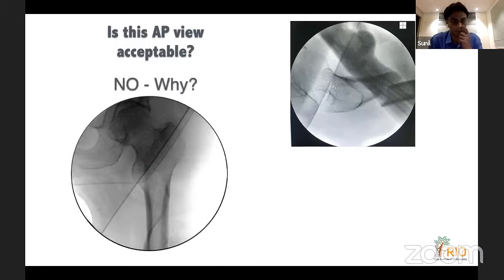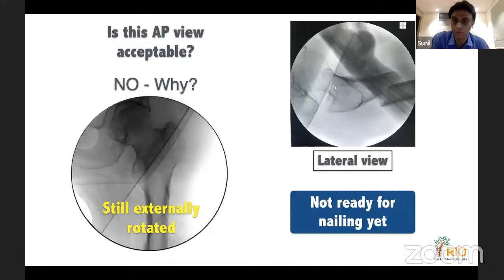I don't think so, because if you look at the AP view carefully, if you focus on the greater trochanter, you can see that the greater troch is definitely not appearing as a point. This indicates that the greater troch, or the proximal fragment, is still externally rotated and you do not have an ideal entry point. So you need to correct it so that you can get a more medial and correct entry point. And if you look at the lateral, it looks off. So definitely on both views, it is not ready to start your nailing process.